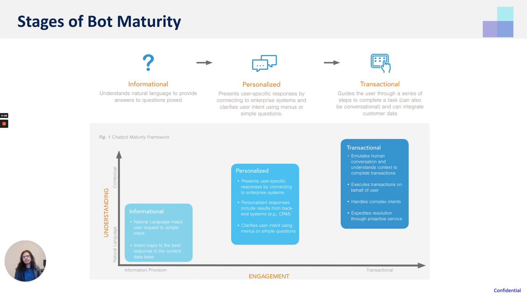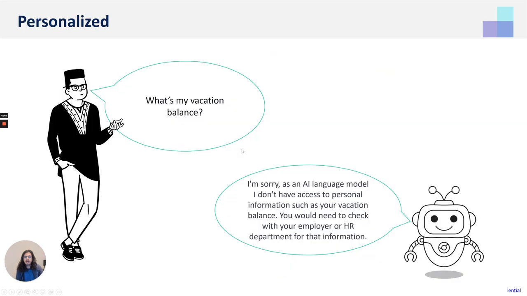In this video, we're going to look at personalization, which is the idea of presenting user-specific information or responses by connecting to enterprise systems. Think of this scenario, where the employee is asking, what's my vacation balance? If you think about it, ChatGPT doesn't know first what vacation balance is. It doesn't know anything about your company, that's one. But two, it doesn't know how to retrieve it from an external system.